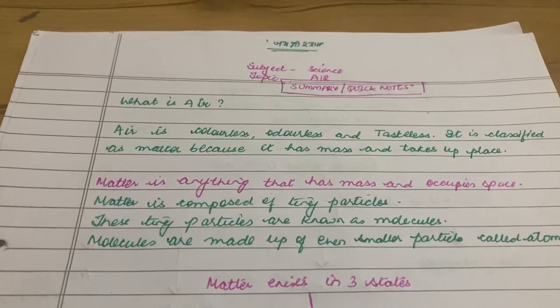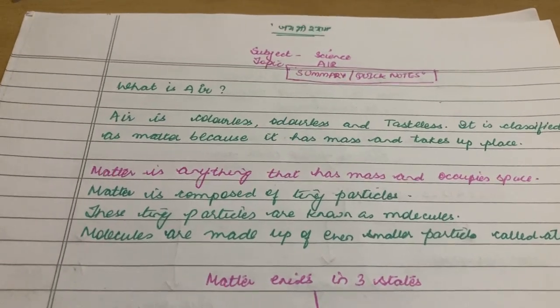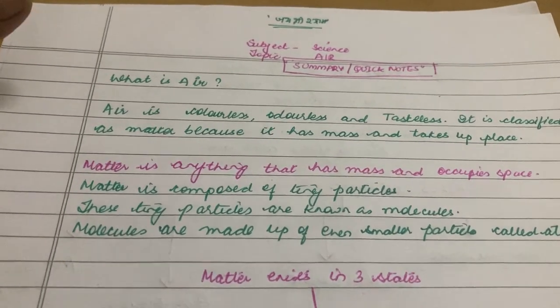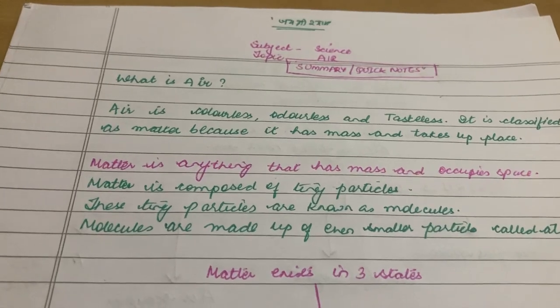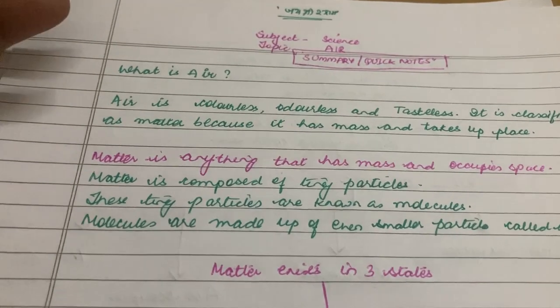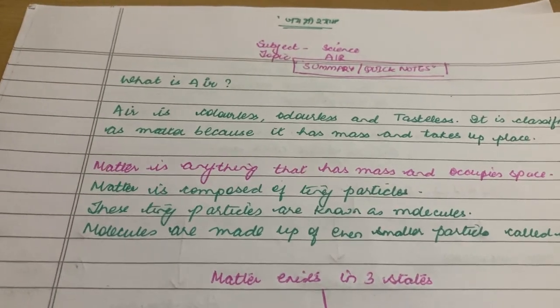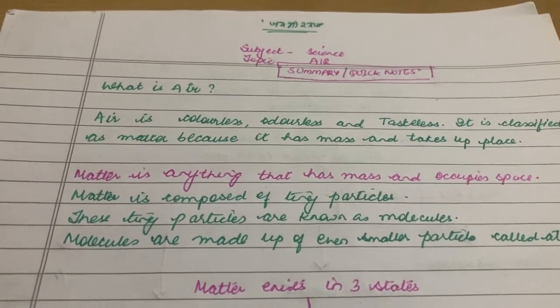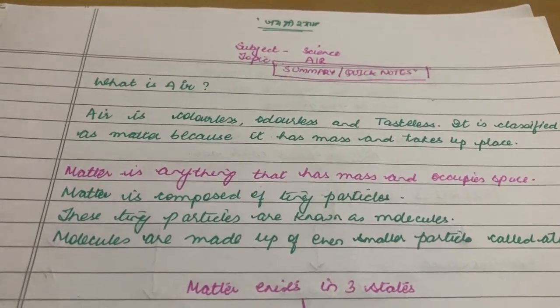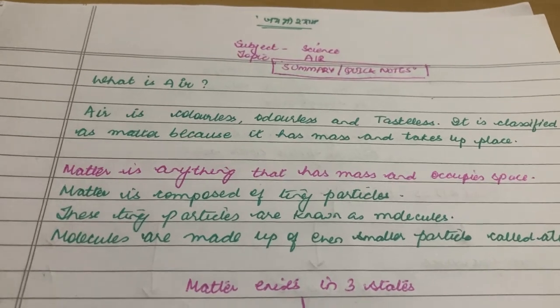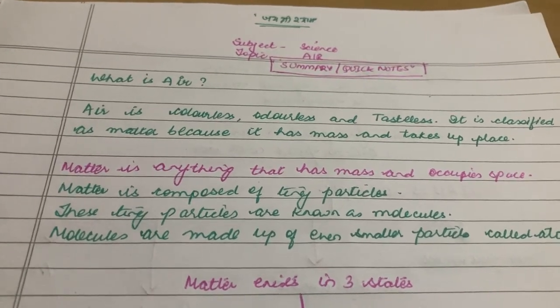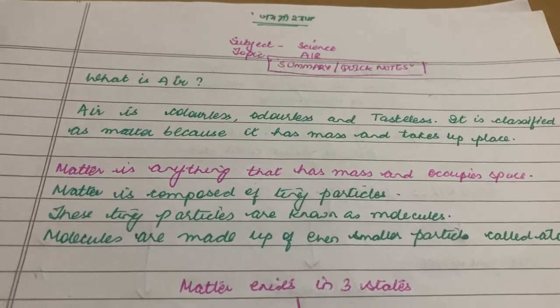So let's get started. In the topic air, we first started with understanding what air is. As we all know, we can't touch air, we can only feel it. Therefore air is colorless, since we can't see it. It's odorless, and it's also tasteless. Air is classified as matter.